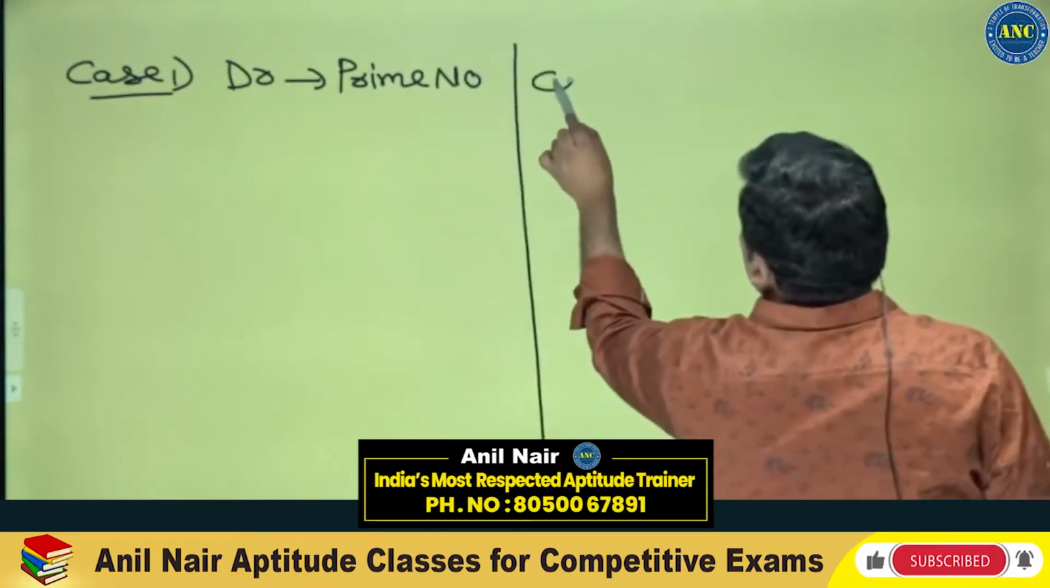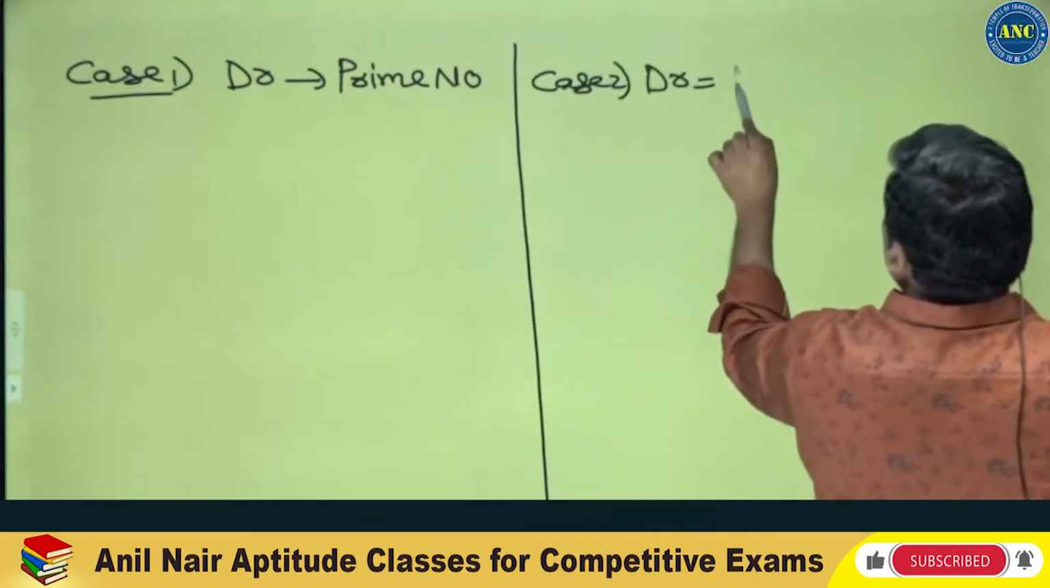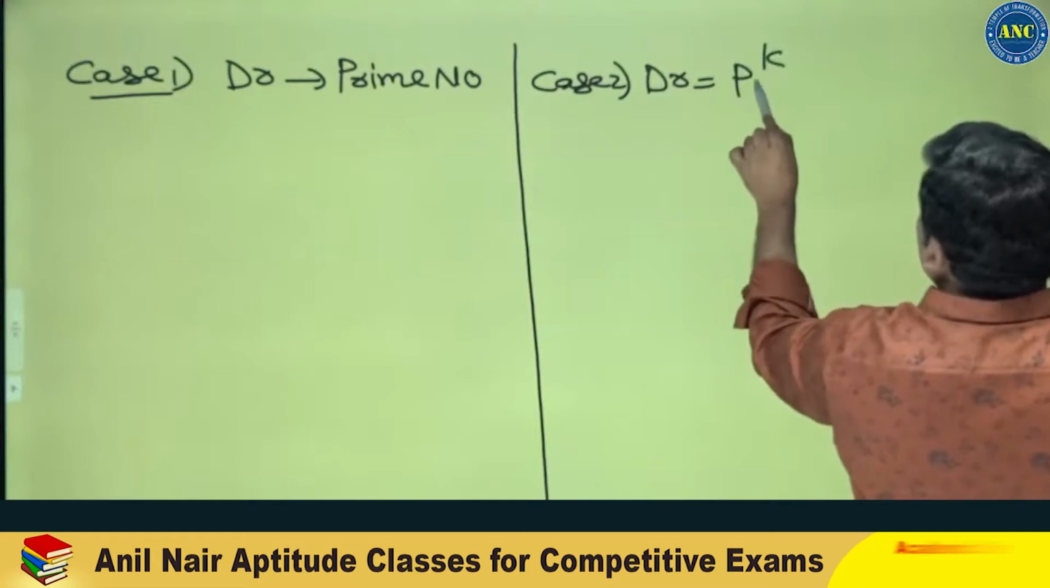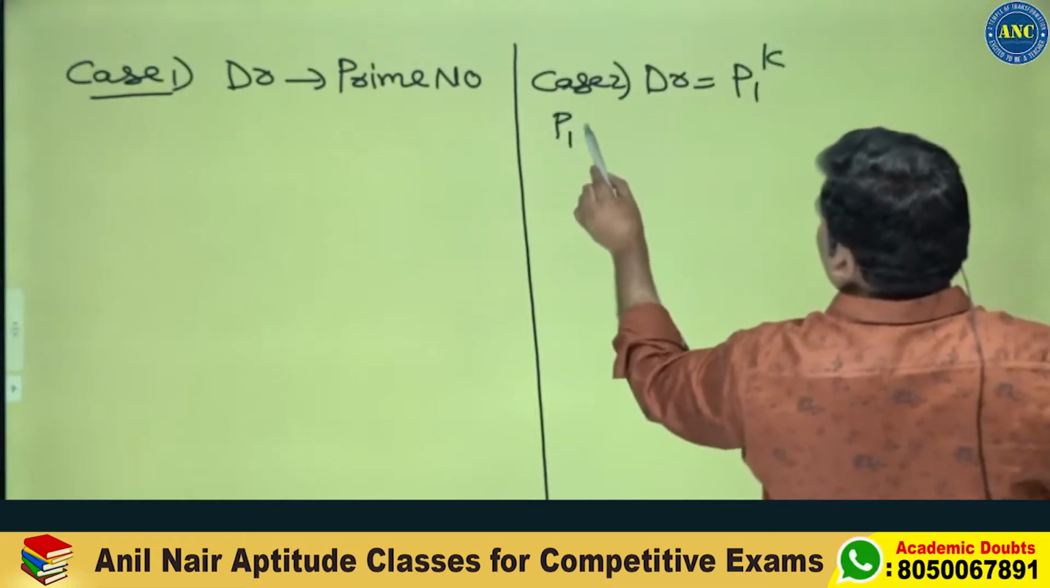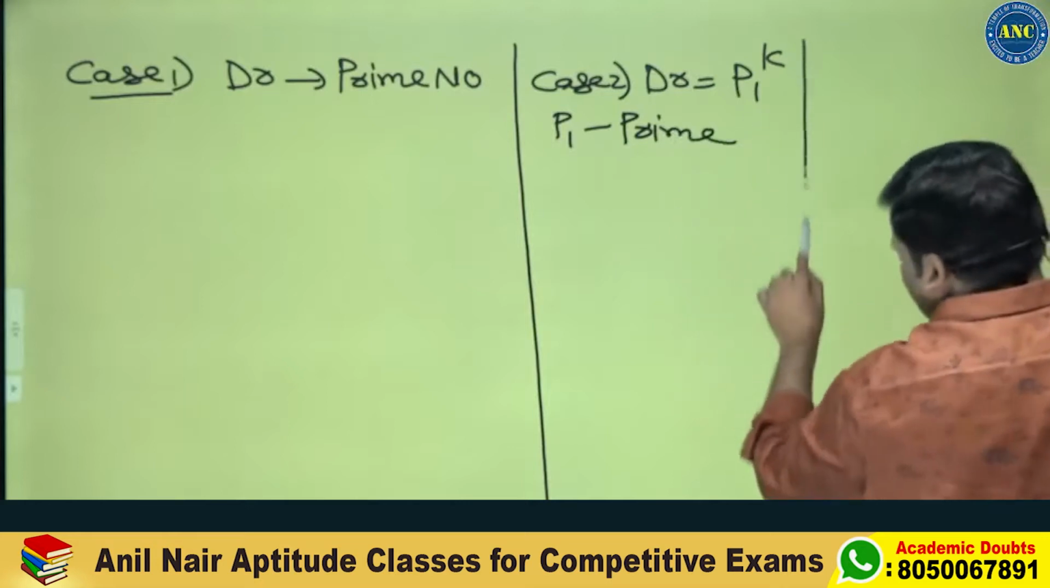Case number 2: the denominator is a prime number power k, where P1 is a prime number.